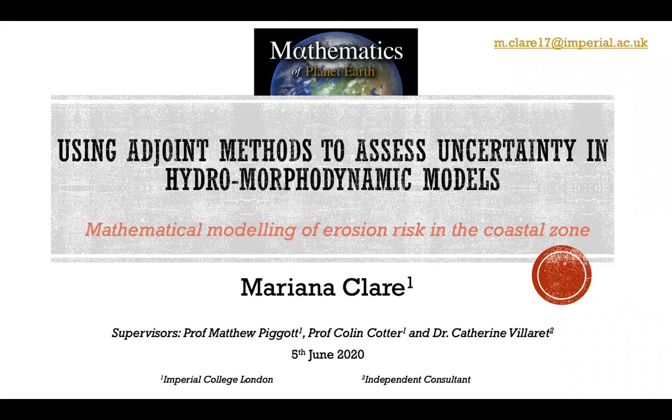So as Milo said, I'm Mariana Clare. I'm a second-year PhD student at Imperial College London, and I'm also part of the Centre for Doctoral Training for the Mathematics of Planet Earth, which is based jointly at Imperial College London and the university. So my talk today is on the general topic of mathematical modelling of erosion risk in the coastal zone, and specifically about adjoint methods, using them to assess uncertainty in hydro-morphodynamic models.